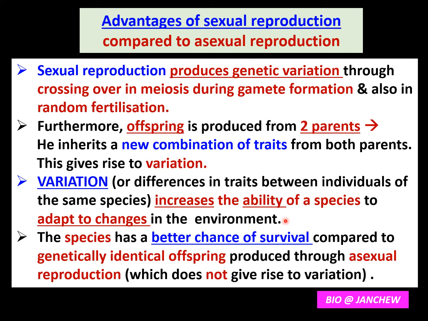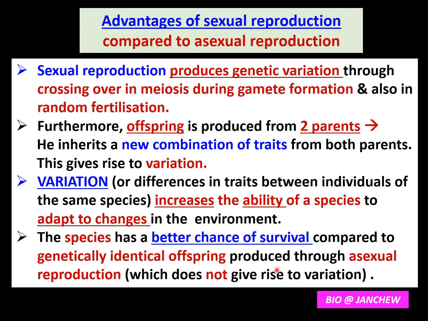and that helps to ensure that certain individuals will survive. Okay, and even if there are changes in the environment, some of the individuals may die if the changes are very extreme, but others may survive. All right, because they may have better tolerance towards the conditions in the environment. So this will help the species to have a better chance of survival. It will help the human race to have a better chance of survival, of being able to live on, compared to genetically identical offspring produced through asexual reproduction, which we sometimes call the clones.